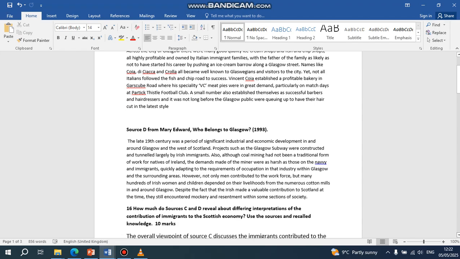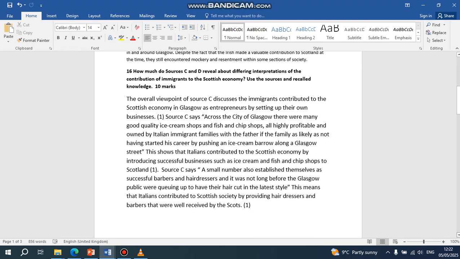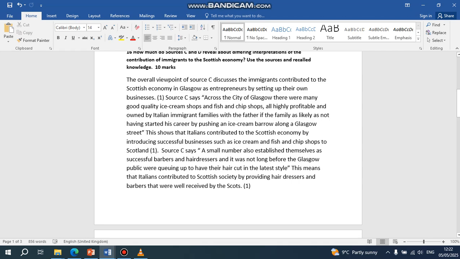Just to remind you to use the sources and recalled knowledge. If you look at source C first of all, we've got our overall viewpoint: immigrants contributed to the Scottish economy in Glasgow as entrepreneurs by setting up their own businesses, which is really what the source is about. It's important to note when you do the overall viewpoint and the explanations of your quotes that you're unlikely to have it word for word as what it is in the marking scheme, but don't let that put you off. Obviously, it's your interpretation of these things. If you are in the ballpark area of what the marking scheme says, they will of course give you the mark.